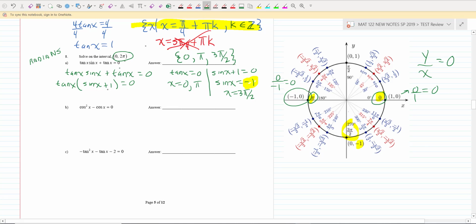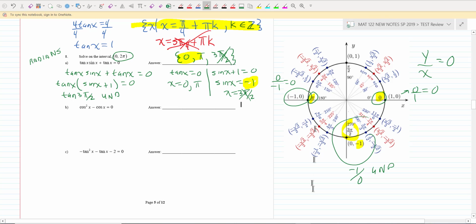So what happens is, if you do the tangent of 3 pi over 2, notice at 3 pi over 2, y over x is undefined. So you're undefined, which means you have to throw out that solution. So there are only 2 solutions to this problem. Okay, so this one actually has to be thrown out.